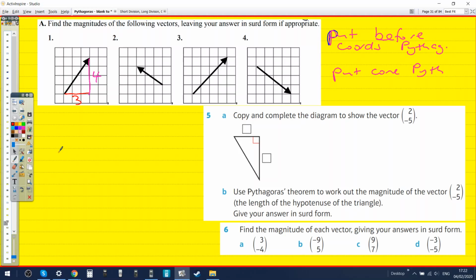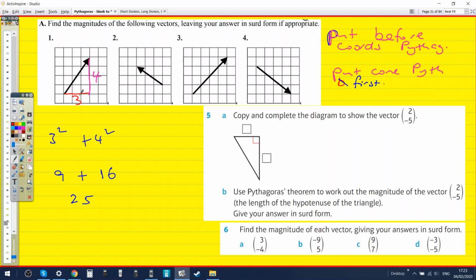And so try this one non-calculator. Okay. So 3 squared add 4 squared. So 3 squared is 9. And 4 squared is 16. So 9 and 16 is 25.